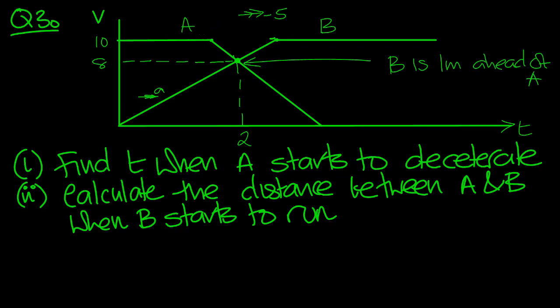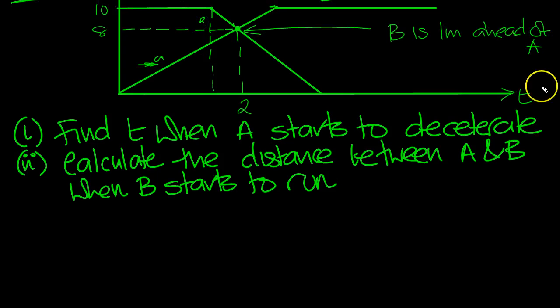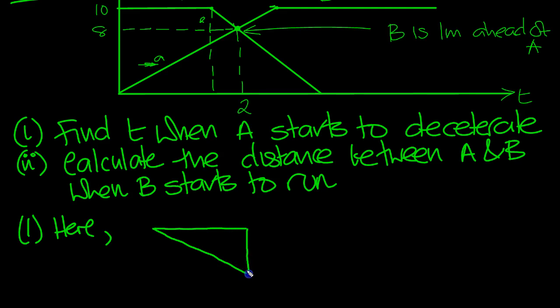A will start to decelerate here, so let's drop it down. We know the gradient is -5, and we know that this is 8 and this is 10, so this is 2. We've got a slope, so we've got a triangle. Let's draw this triangle the other way around, because I know the tan of alpha. The slope is -5, so tan alpha is equal to -5.